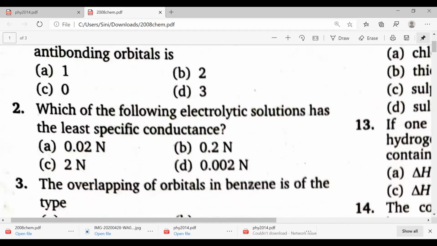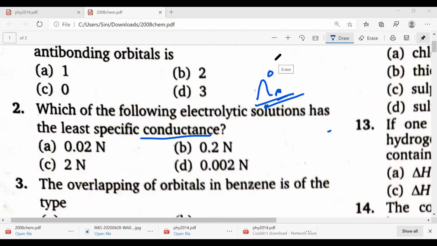Which of the following electrolyte solutions has the least specific conductance? Okay. So for that, you should know what is limiting molar conductivity. How many of you know what is limiting molar conductivity? I think just now you studied it in the electrochemistry chapter. Correct? Limiting molar conductivity. Good. I think most of you will know what is limiting molar conductivity and molar conductivity.